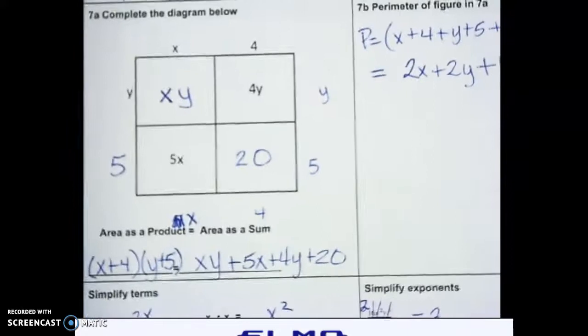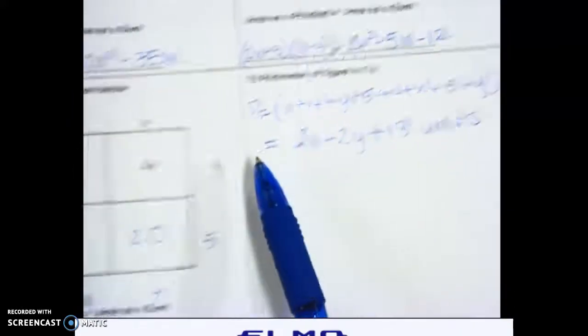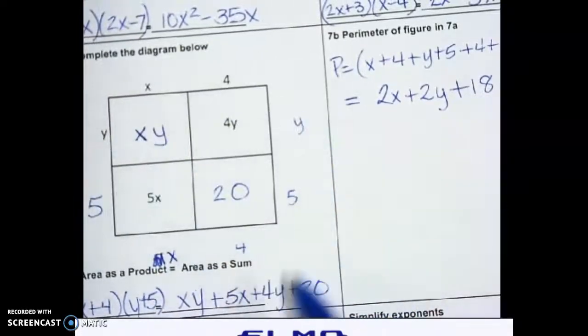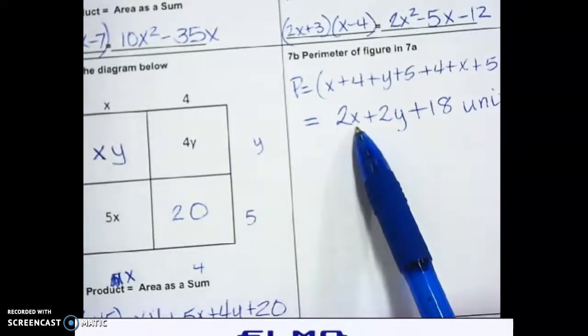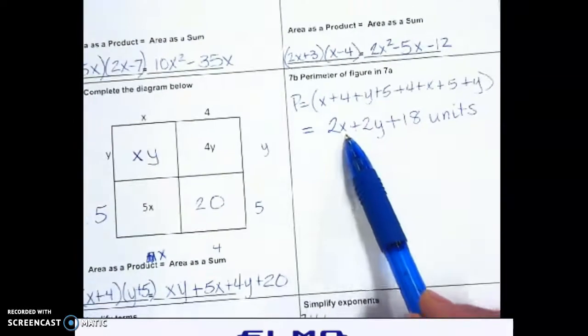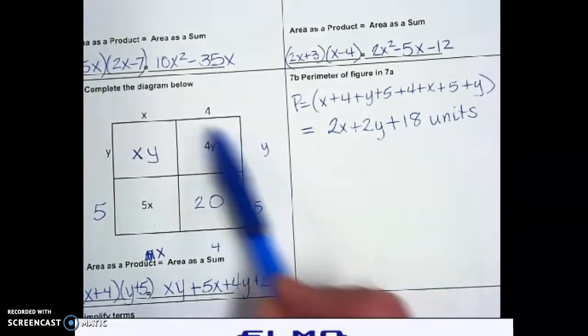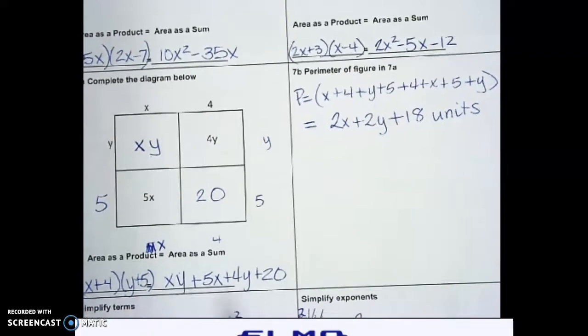In box 7b, it says to find the perimeter in figure A. So that's why I labeled the other two sides, because on perimeter you want all of the outside. And I have 2 x's, that's where that comes from. And then I had 2 y's, this side and this side, that's where that comes from. And then the numbers I added up and I got 18, and that's 18 units. Right.